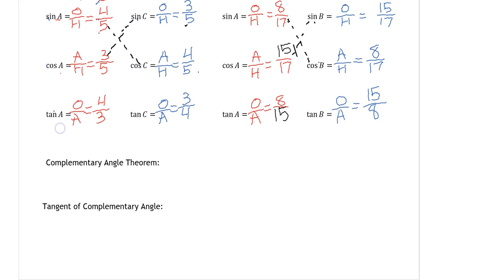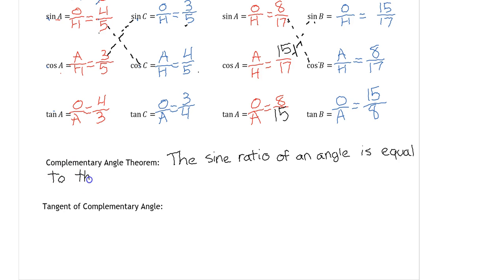Okay. So, what is this relationship that we found? We call it the complementary angle theorem, and what it states is the sine ratio of an angle is equal to the cosine ratio of the complementary angle.